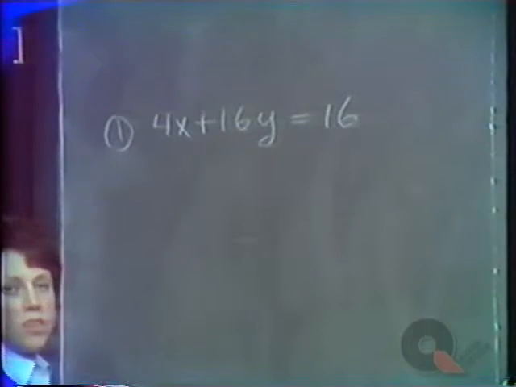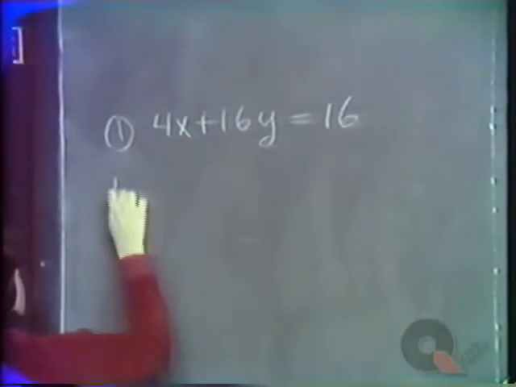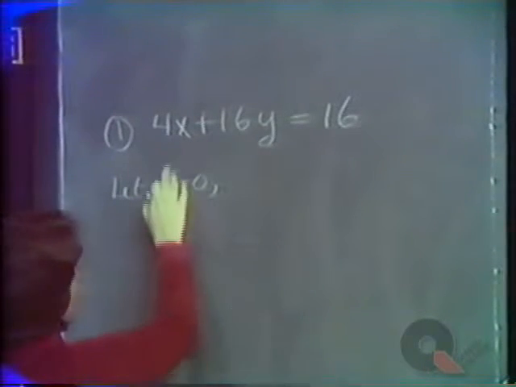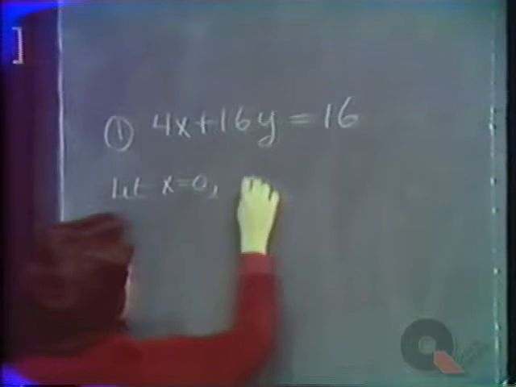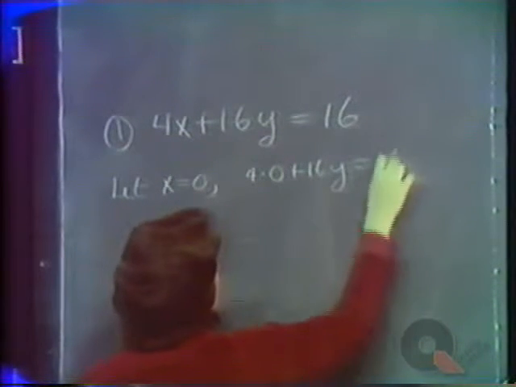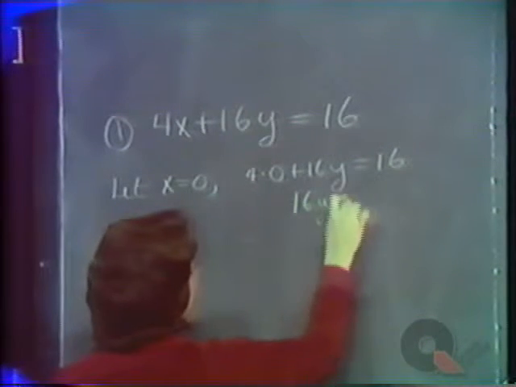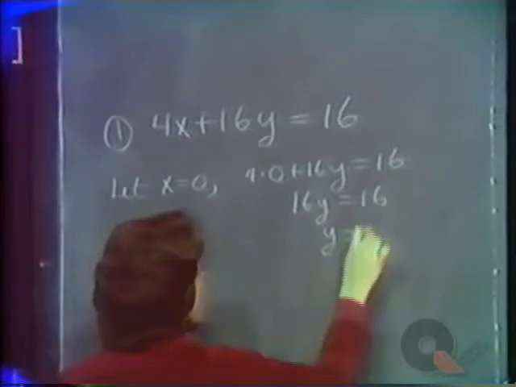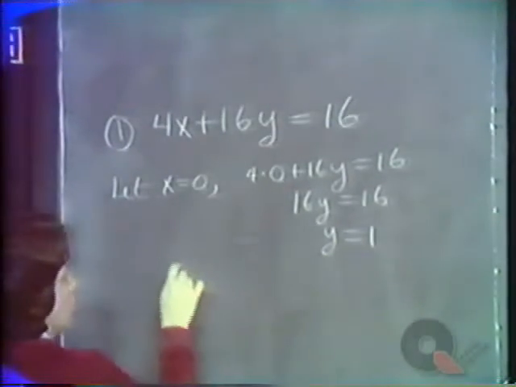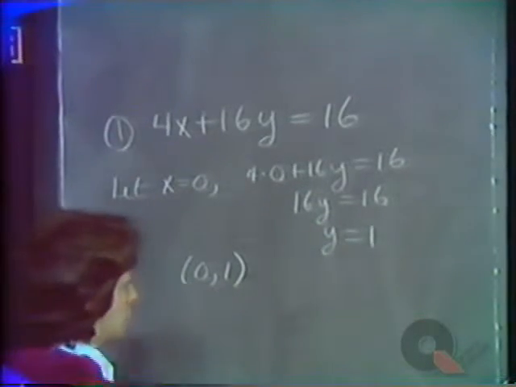The easiest points to get would be the intercepts. So we can say let x equal 0 and solve for y. If x is equal to 0, we get 4 times 0 plus 16y equals 16. 4 times 0 is 0, so 16y equals 16. Y equals 1. That is the y-intercept. So it goes through the point 0, 1.